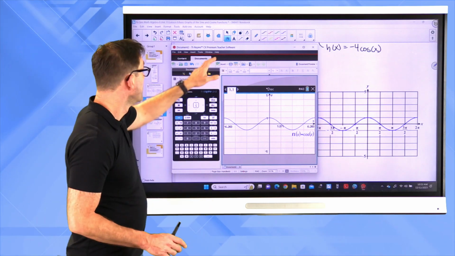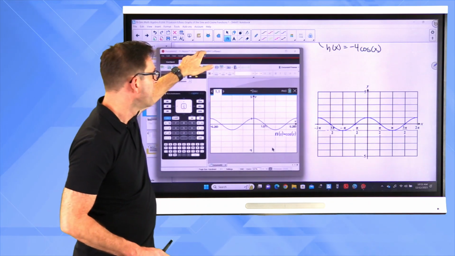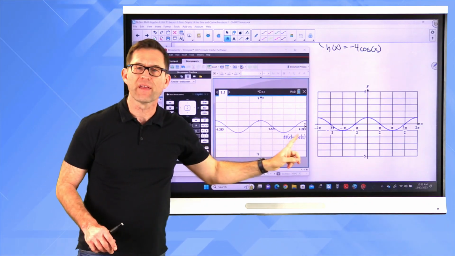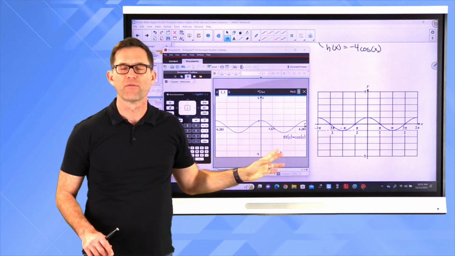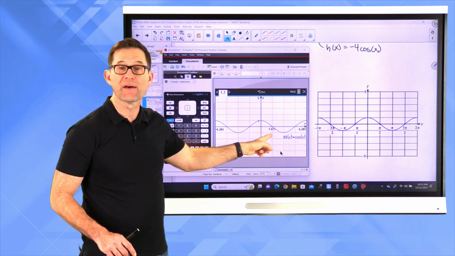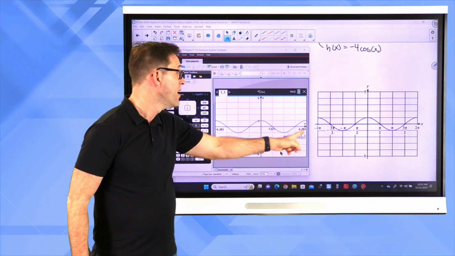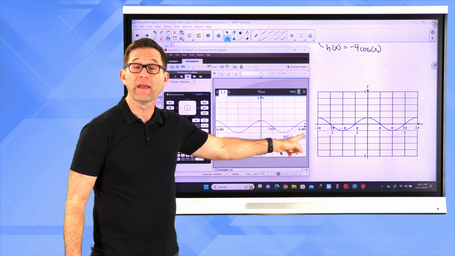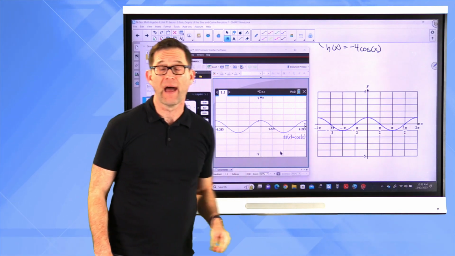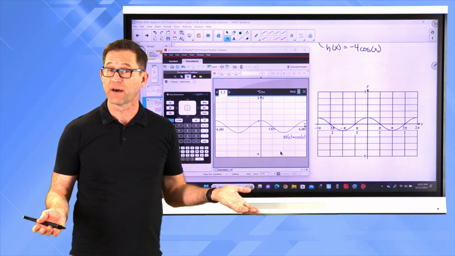But now, I can almost lay it on top here. Now, the one thing is your calculator along the x-axis is not going to show you pi over 2, 2 pi, etc. Notice it shows 1.571. That's pi divided by 2, accurate to 3 decimal places. It also shows a 6.283. That's 2 pi, accurate to 3 decimal places. So there is my cosine of x.